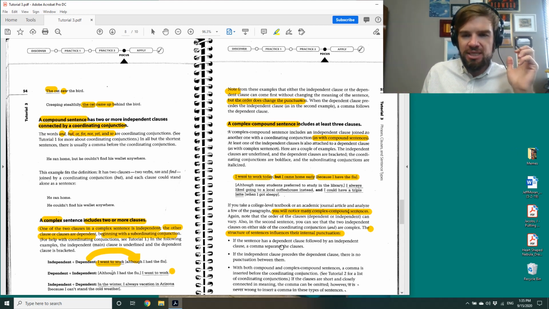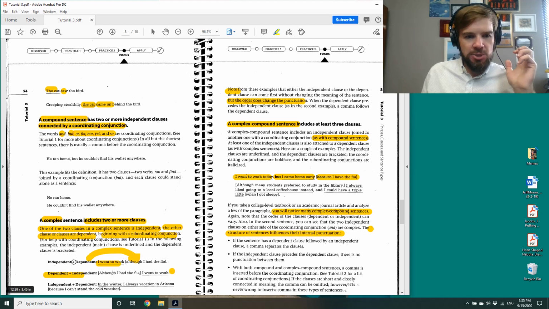So here's some basic sort of rules for that punctuation stuff. If the sentence has a dependent clause followed by an independent clause, a comma separates the clauses. That's like this example here. Now, if the independent clause precedes the dependent clause, there is no punctuation between them.